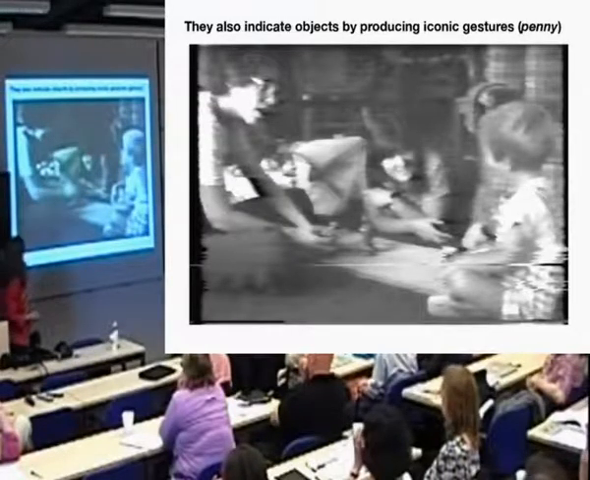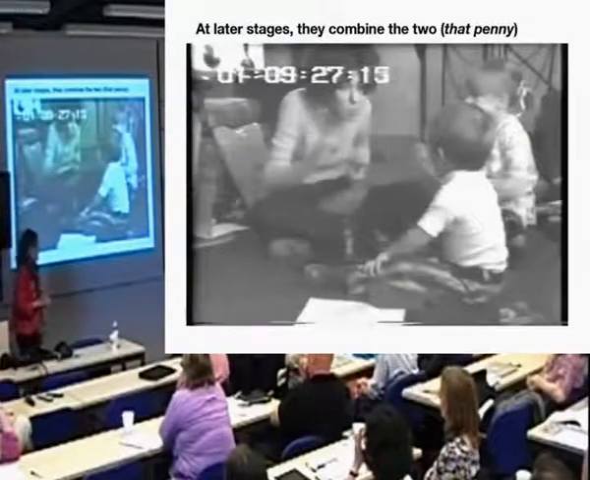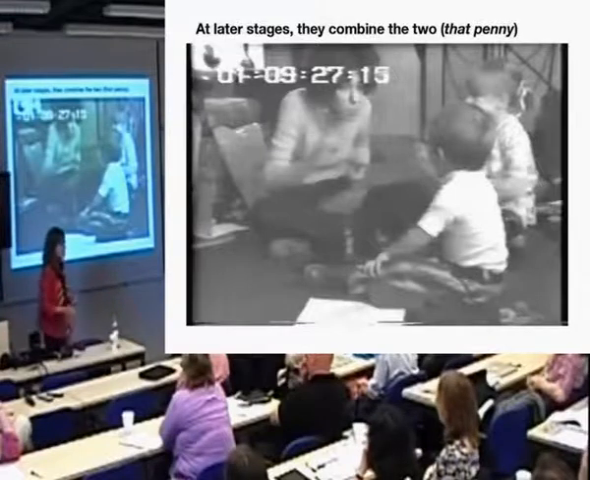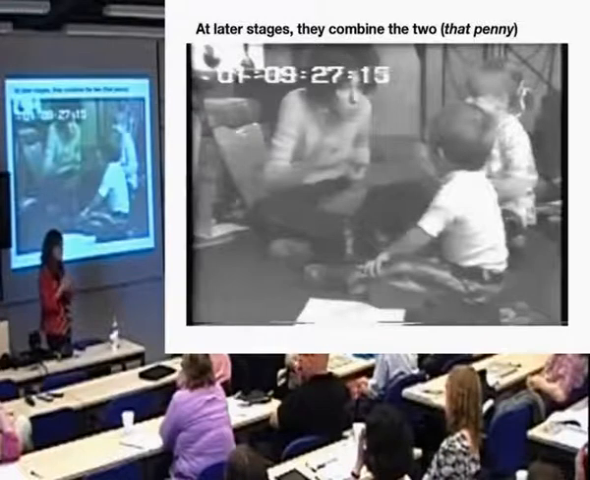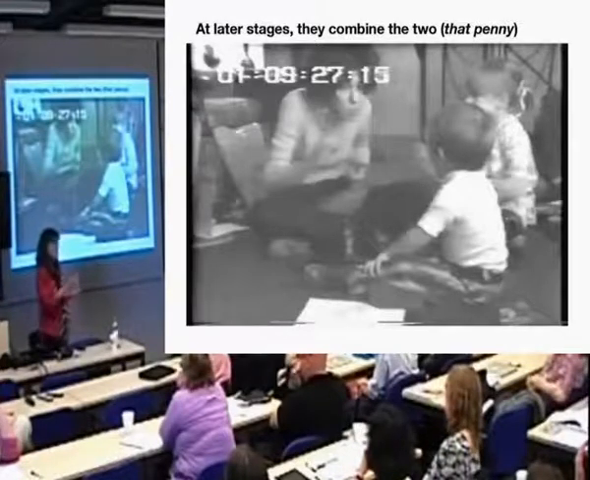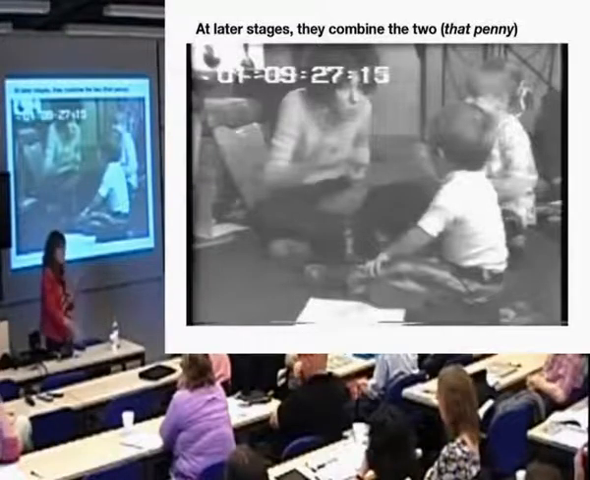And over time, and this is around three and a half, he combines both of these gestures together in a way that isn't really necessary for communicative purposes, because it's pretty clear, this is the here and now, it's pretty clear what he's talking about in all instances. What he does here is he does the penny gesture, points at the penny, and then points at himself. So there are two gestures now referring to the penny.